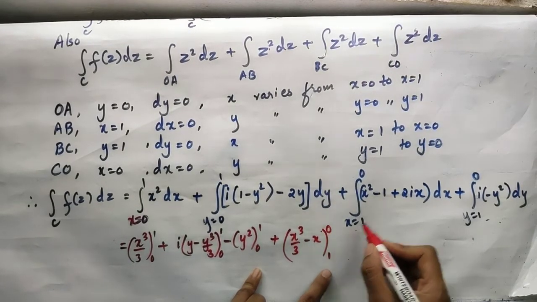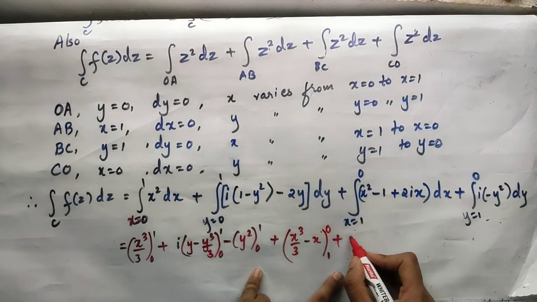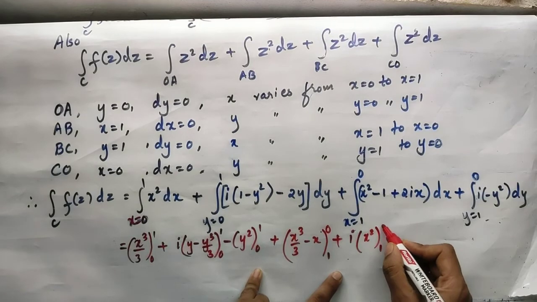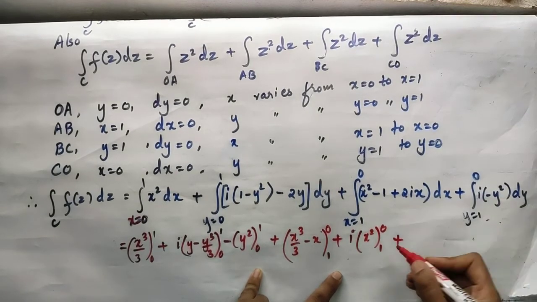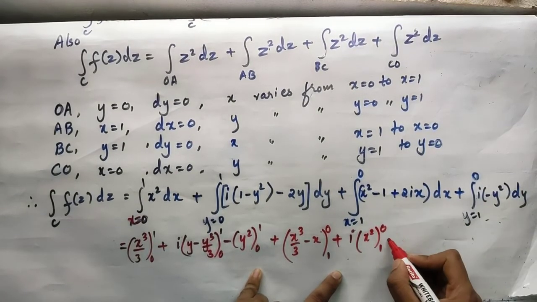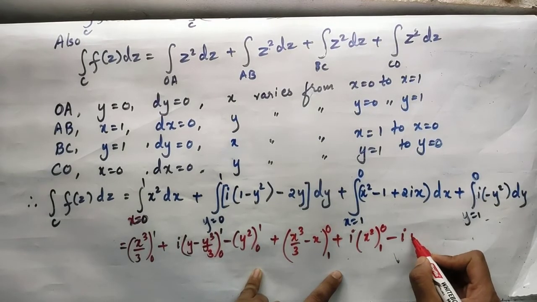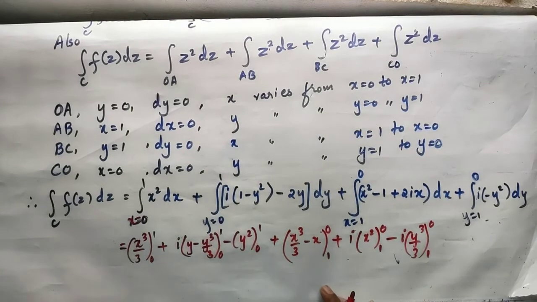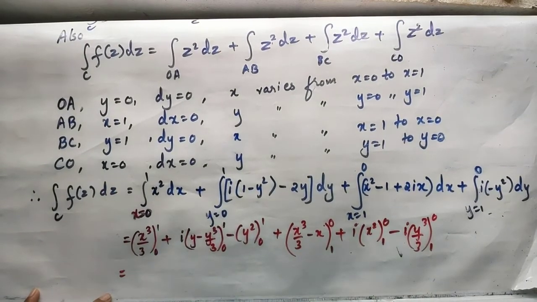with limits from 1 to 0 this time, there is plus in between, and i as it is, integration of 2x, it is x square with limits from 1 to 0. Okay, plus, I'll take that minus sign outside, so minus i, y cube by 3, integration of y square with limits from 1 to 0. Okay, I hope this is clear. Now let us simplify it further.